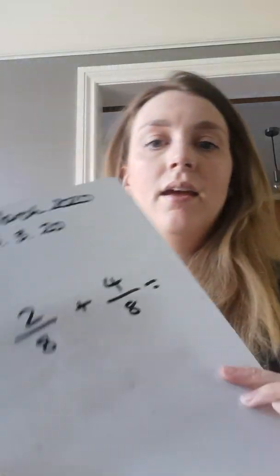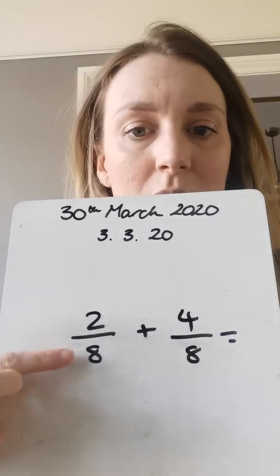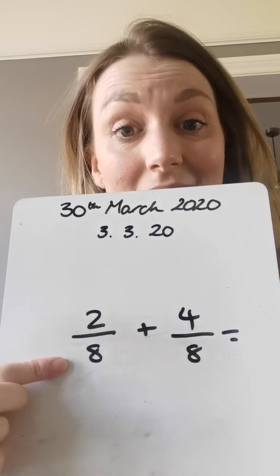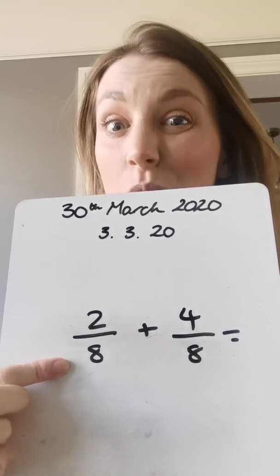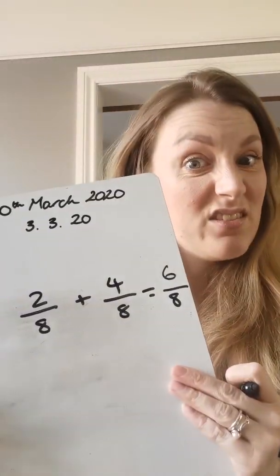So for adding and subtracting fractions, if I had a sentence, for example, 2/8 add 4/8, the denominator, the bottom number, stays the same. So actually, it's quite an easy one. We go 2 eighths add 4 eighths. My answer has to be in eighths because the denominator stays the same. And I just do 2 add 4. The answer is 6/8.